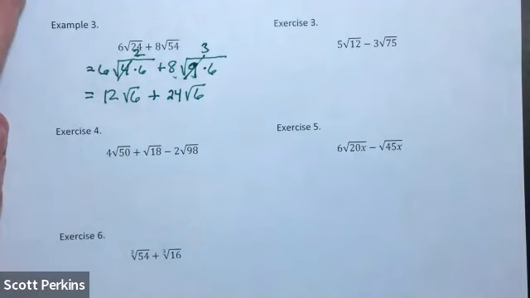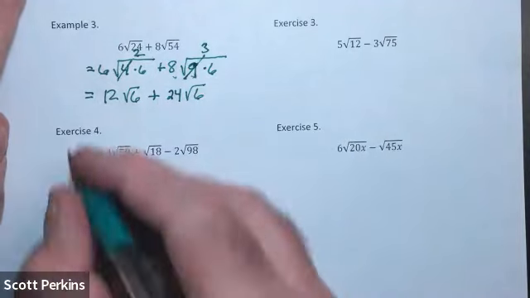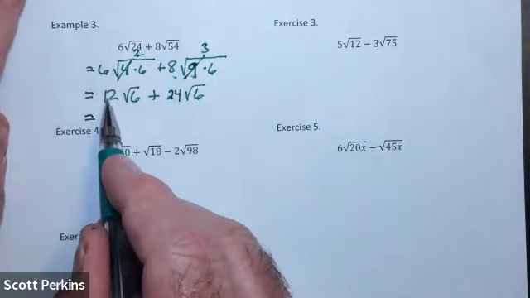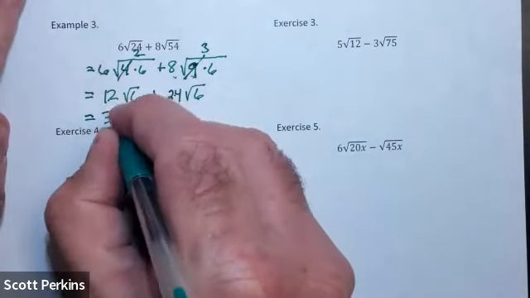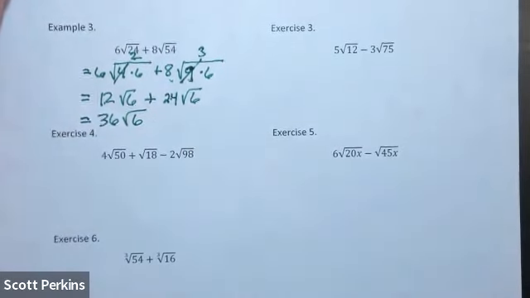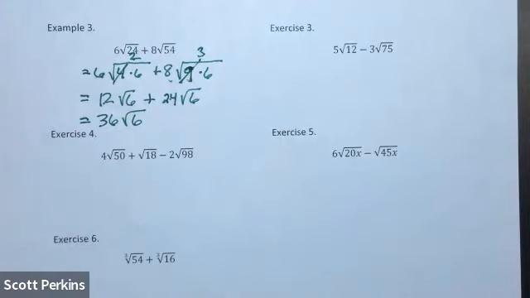Are those like terms now? Yes, great. Sometimes they'll be like terms, sometimes they won't, or most of the time they will be in our class. 12 plus 24 is 36 square root of 6, and I'm done with the problem. All right, try exercise 3. It should work out nice and straightforward like the problem we just did.